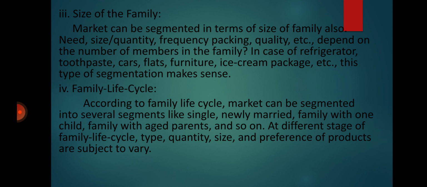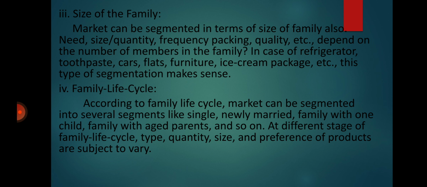Next one is family life cycle. According to family life cycle, the market can be segmented into several segments like single, that is single group of customers, then newly married group of customers, family with one child, family with aged parents and so on. Because at different stages of life cycle, the type, quantity, size and preference of the products are subject to vary. Based on the family life cycle, customers purchase different products.